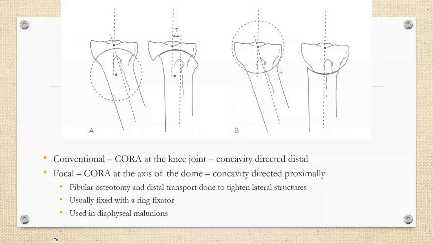Whereas in a focal dome osteotomy, where the deformity is at the proximal tibia metaphysis, the CORA is in line with the area of the dome. So in such cases, the dome is planned with the concave directed proximally. Invariably, while doing a focal dome osteotomy, fibular osteotomy and distal transport to provide stability on the lateral side is required. Usually done using a ring fixator and primarily used for diaphyseal malunions.